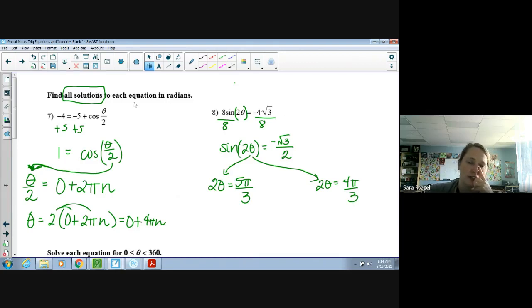It said all solutions, so what do we need to add to both? Plus 2 pi n. Is the theta by itself yet? Nope. So what do we need to do? We need to divide everything by 2.